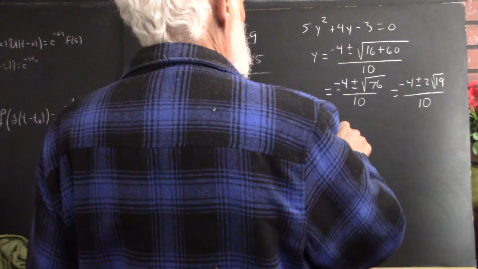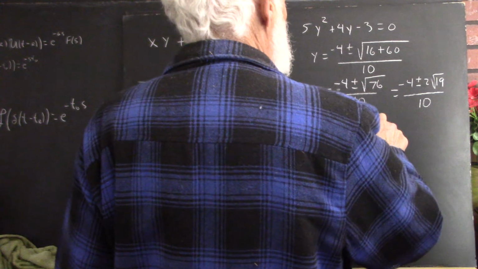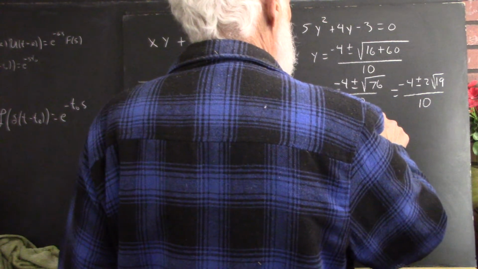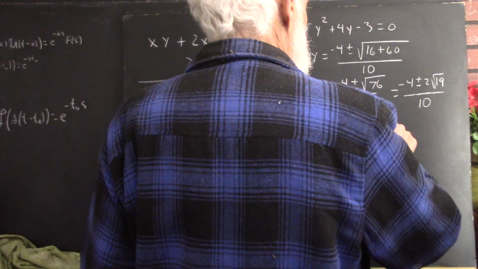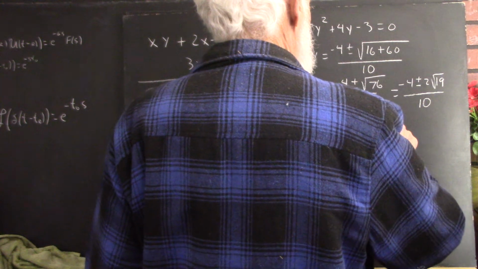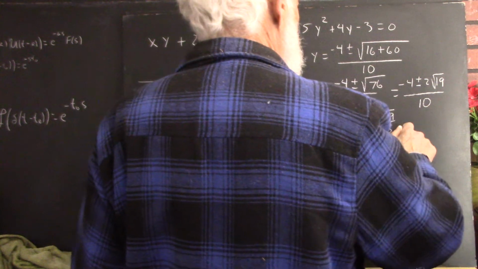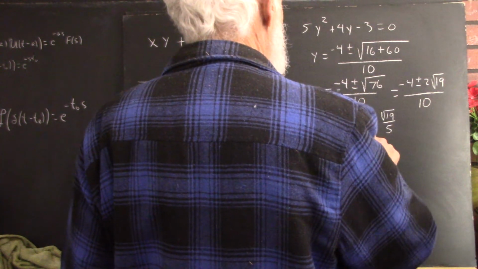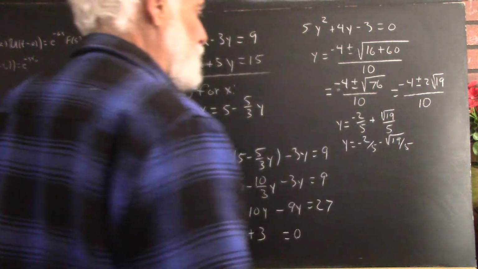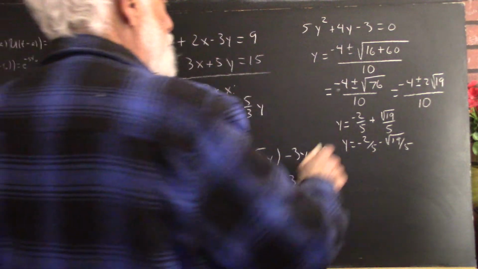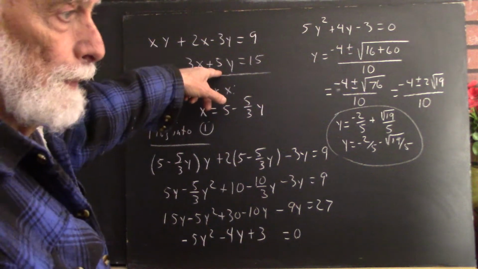So y equals negative 2/5. I'm tempted to write the plus or minus, but I'll write it out. Plus square root of 19 over 5, y equals negative 2/5 minus square root of 19 over 5. Having these two solutions, we plug them in back here.